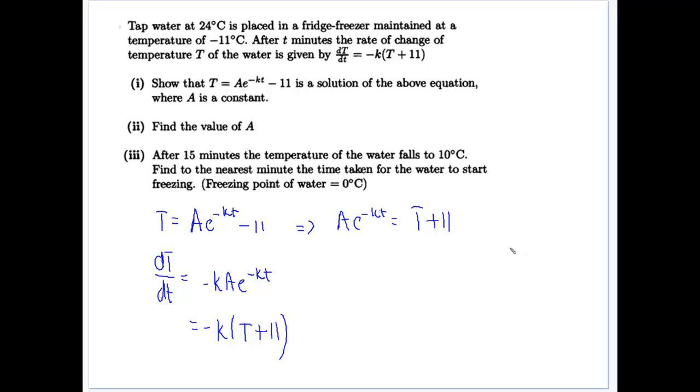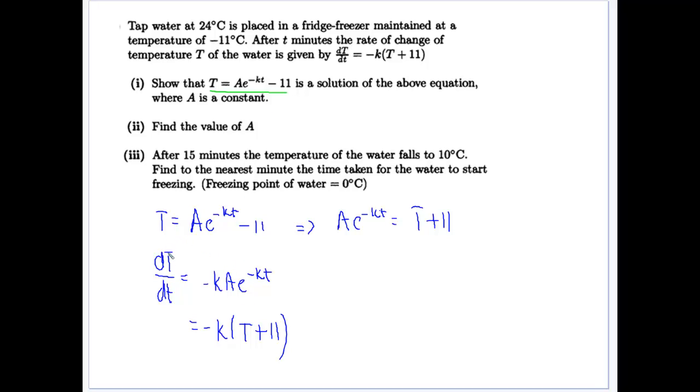Now, our problem this time: we have some tap water that's placed in a freezer with a temperature of -11. So we get the rate of change of the temperature being this expression, dT/dt = -k(T + 11). If that's going to be our rate of change function, then this should be our function for the temperature at any particular time. So we want to show that it satisfies the equation.